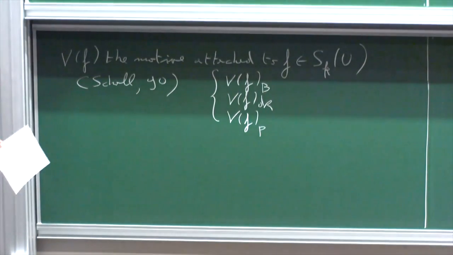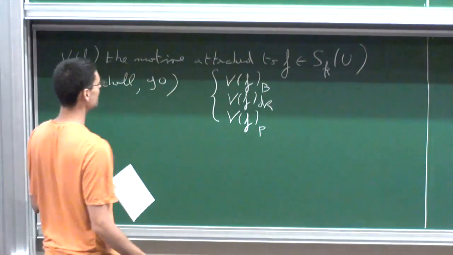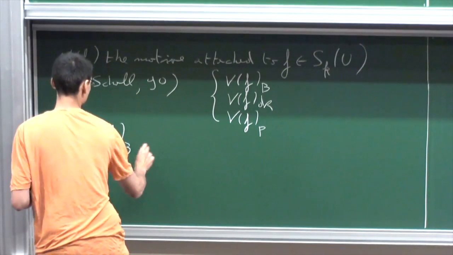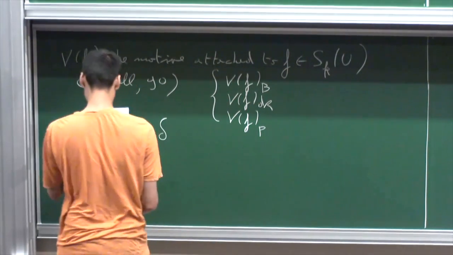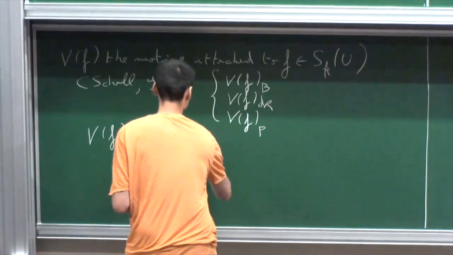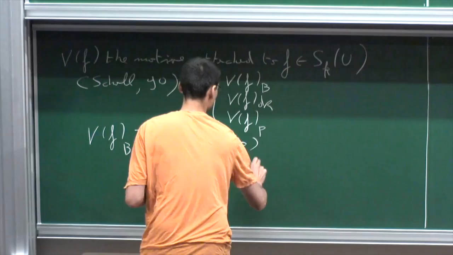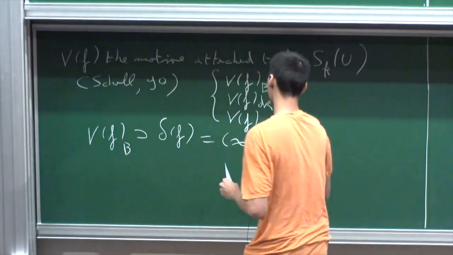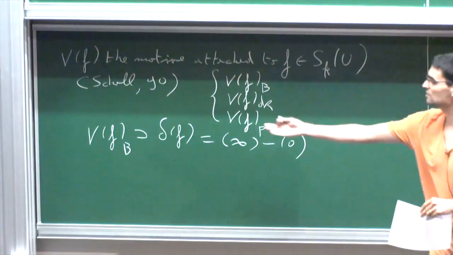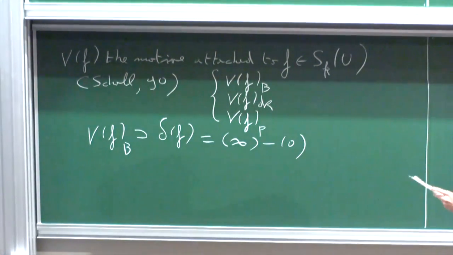The only thing that I will need is that inside the Betti realization, there is a class that I will call delta F. And what is delta F? It's the path from the cusp 0 to the cusp infinity on the modular curve. And thanks to Euler-Poincaré duality, you can see this as a class in the Betti realization of V_F.